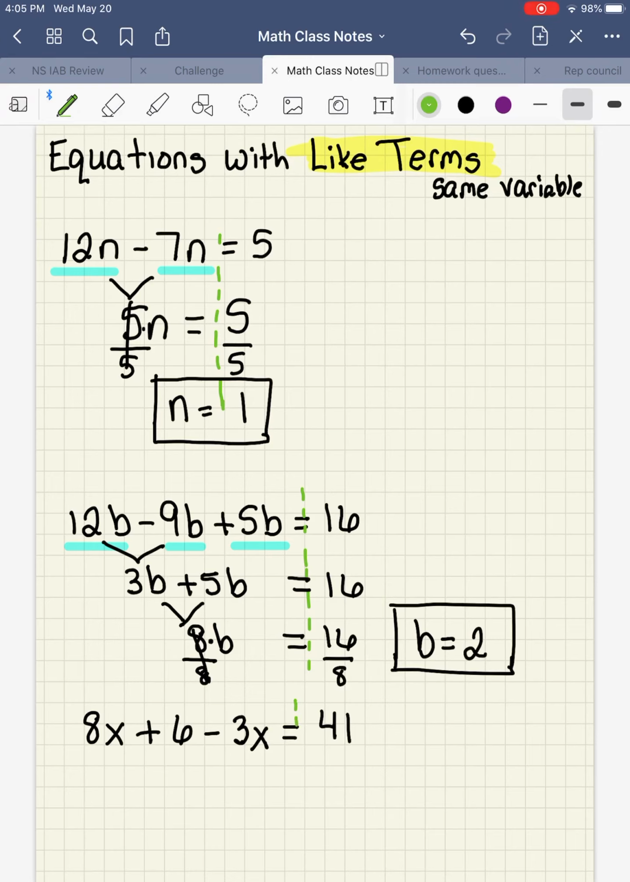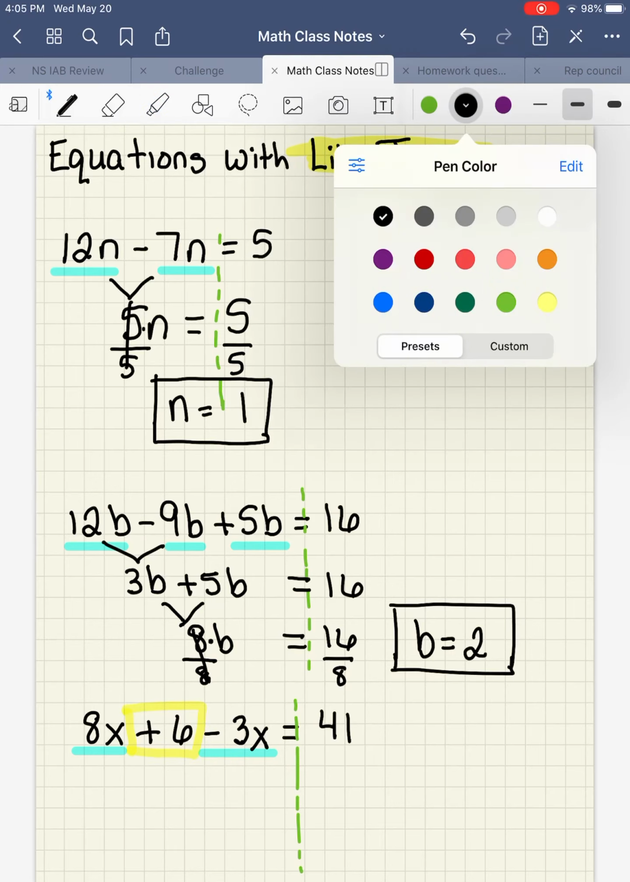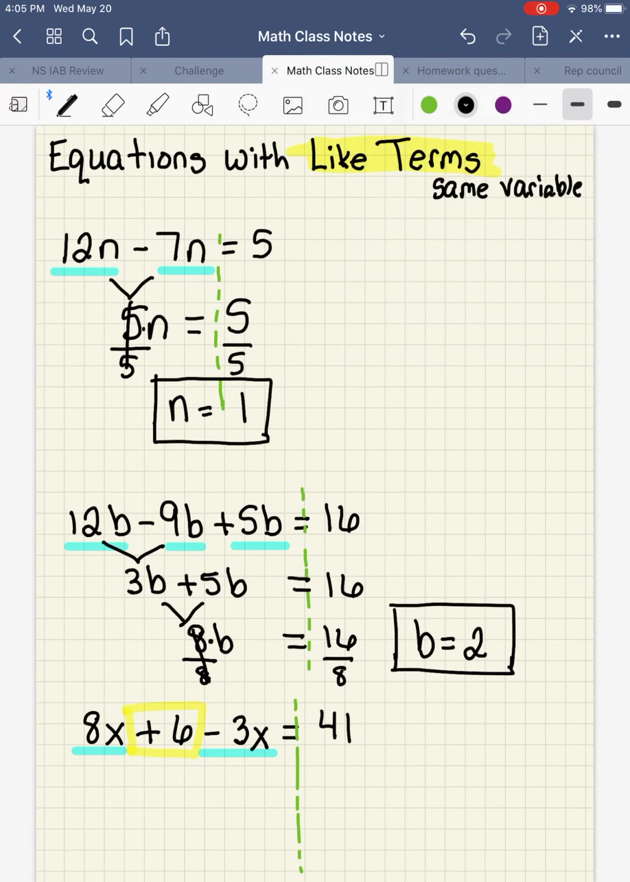Okay, last problem. Now, this one, I don't have a ton of space, so I'll have to work smartly. Okay, looking at my like terms first. Now, this one, they're not all like terms. I have 8x, I have minus 3x. The 6 is a different term, right? It doesn't have the x. So I got two different things happening here. So my first step is going to be to combine those like terms, and that is these two. Okay, so 8x minus 3x, how do I know whether to add or subtract?